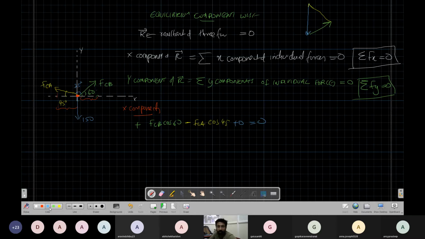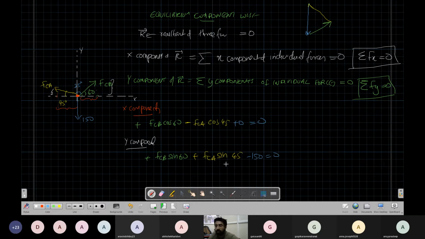Now, if I look at the y components, this is a y component of this, and this is a y component. So that will be FCB sin 60. This is a plus because it is in plus direction. FCA sin 45. This is also in plus direction. Then we have 150, which is in minus direction.